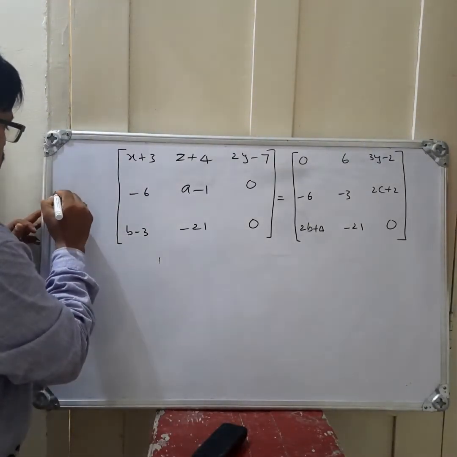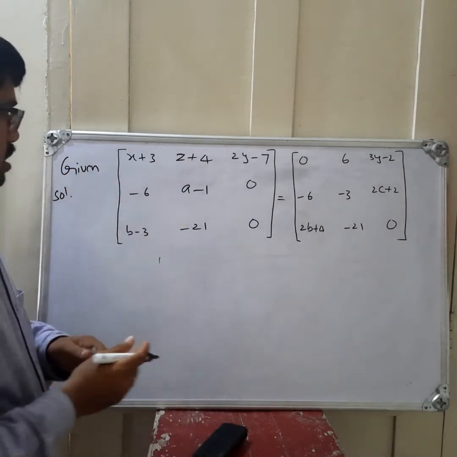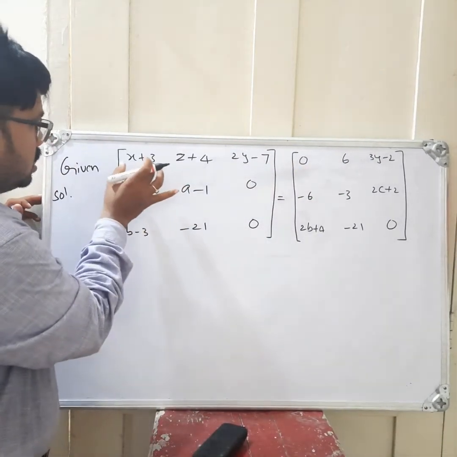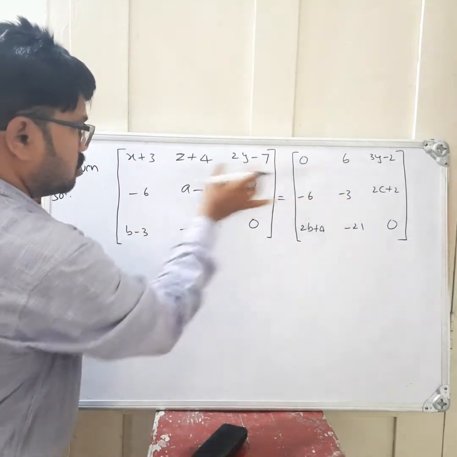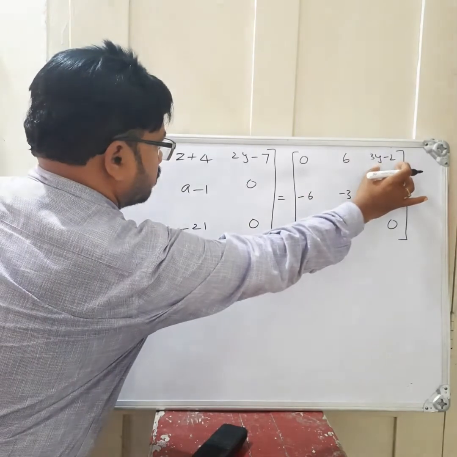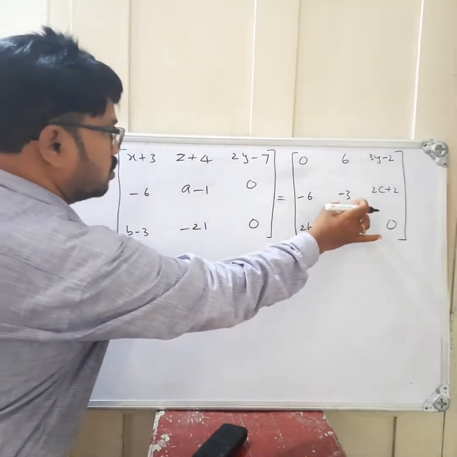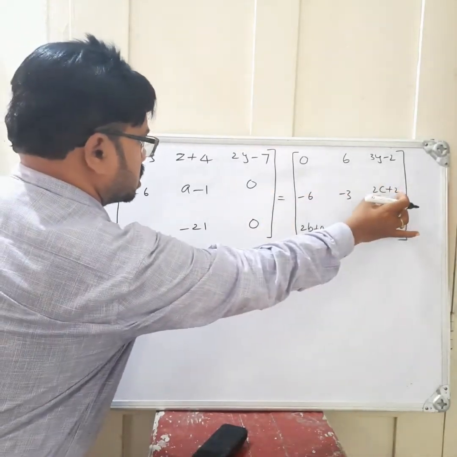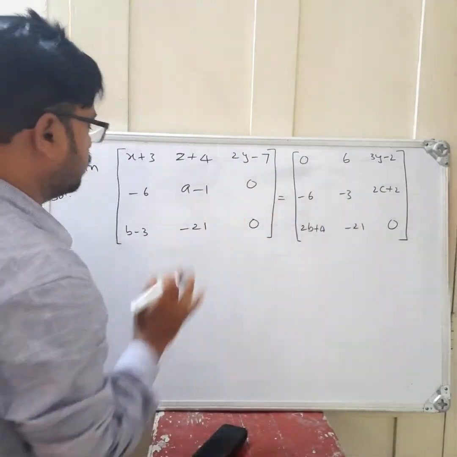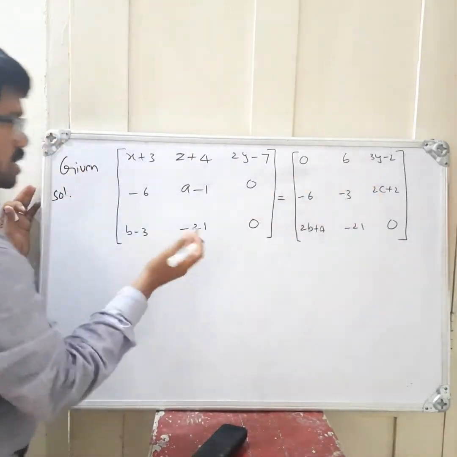See, solution. So this is the given pair of equal matrices. On comparing the corresponding elements on both sides, x plus 3 corresponds to 0, z plus 4 corresponds to 6, 2y minus 7 corresponds to 3y minus 2, a minus 1 equals minus 3, 0 corresponds to 2c plus 2, and b minus 3 equals 2b plus 4. Where the variable is there, we have to compare those elements in the matrix, that is enough.